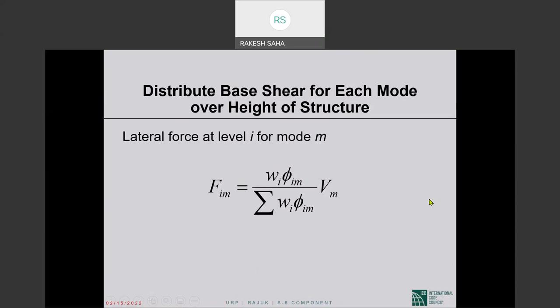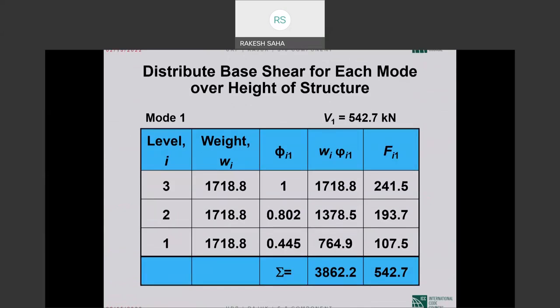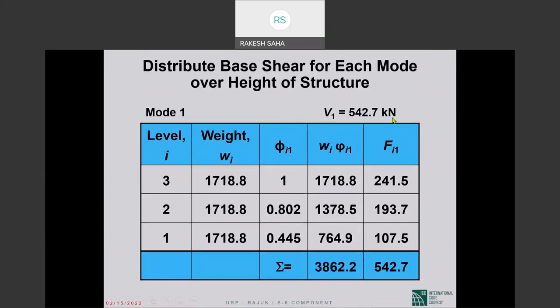The second mode base shear will be distributed along the height of the structure according to the second mode shape, and the third mode base shear will be distributed along the height of the structure according to the third mode shape. Okay, so the first mode base shear of 542.7 kilonewtons distributed along the height of the structure according to the first mode shape gave us those forces at the three floor levels, the two floor levels and the roof level. The addition of the three is 542.7.